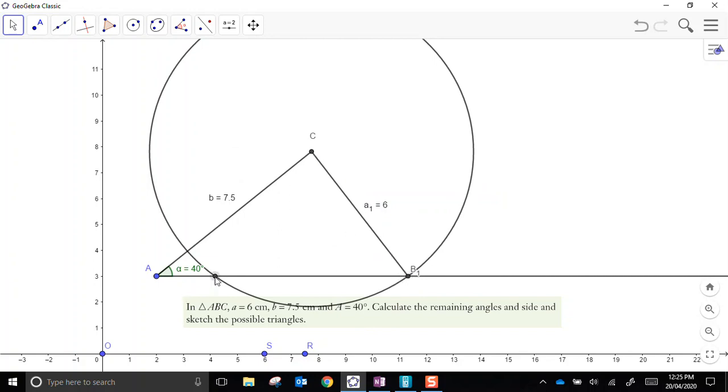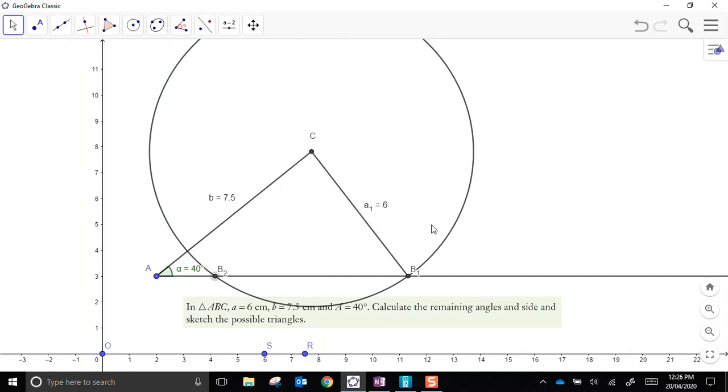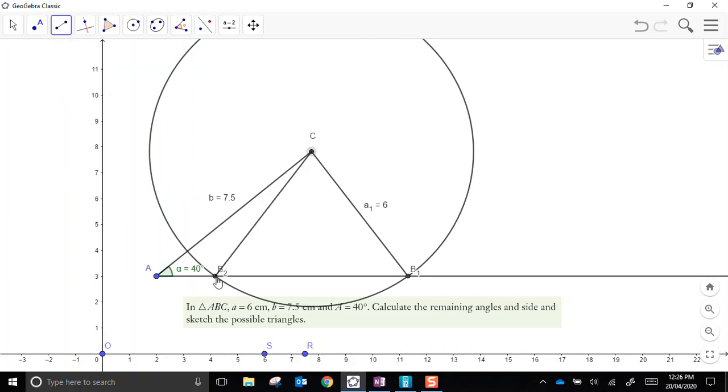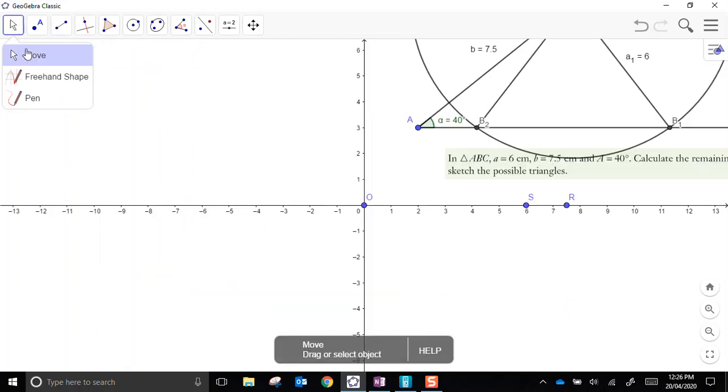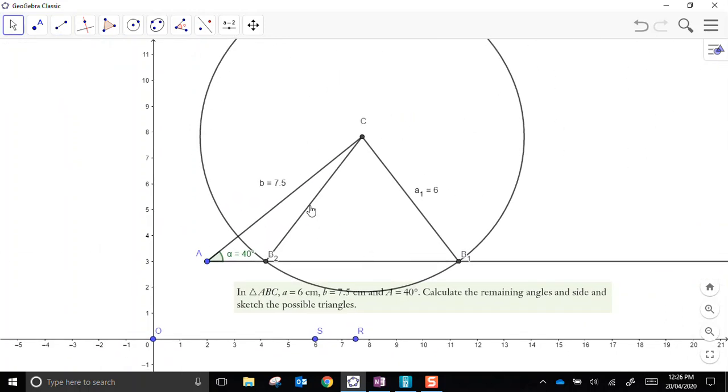But of course, this point, if we show the label, oh, we've got point B for that one. How cute, it actually got that one right. Let's rename it anyway, and let's call that B2, the second possible answer for point B, and we'll have a line segment running from here to here. Oh, I messed up again, didn't I? There we go, line segment.